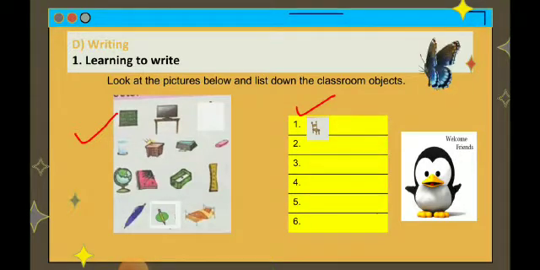Okay. The next picture is blackboard. Blackboard is the classroom object.